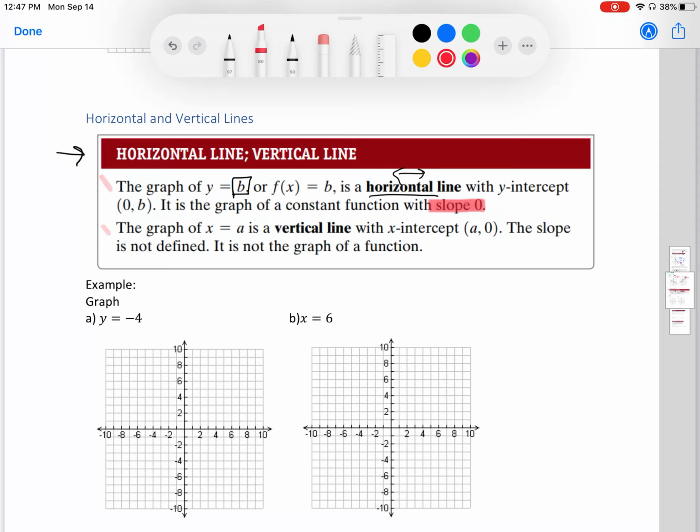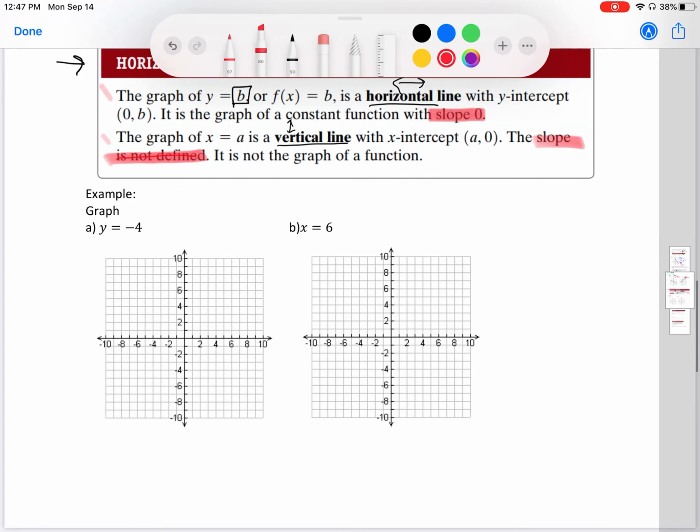We also have the graph of x equals a number. Let's say this number is a. This creates a vertical line, which is a line that goes up and down, with the x-intercept at a, and a slope that is not defined. So your slope is undefined. This is not the graph of a function.